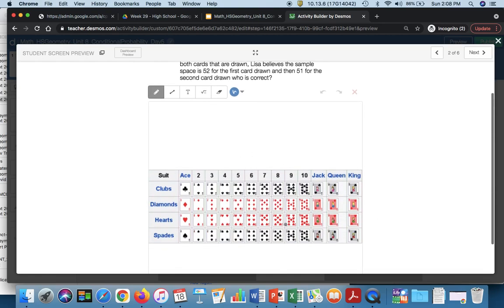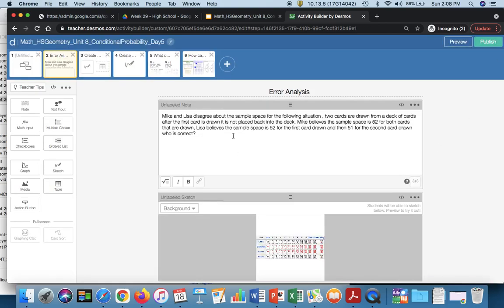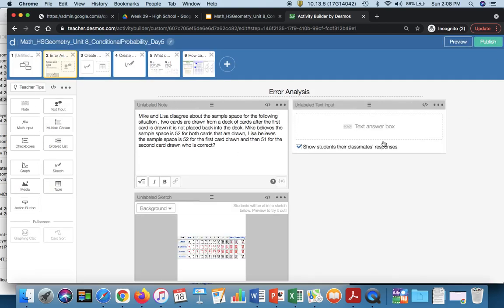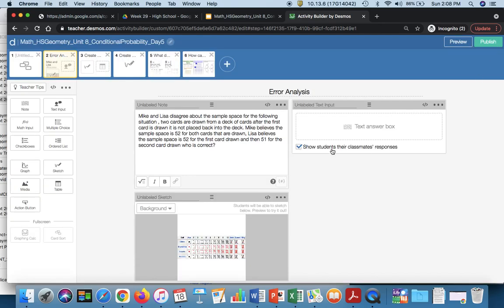I notice here that I only had the sketch. I would also want to include a text input. So now students could write what they have, and I'm showing students their classmates' responses so they can respond to one another during these types of lessons where we're not in a classroom. So that's the second activity I wanted to share.